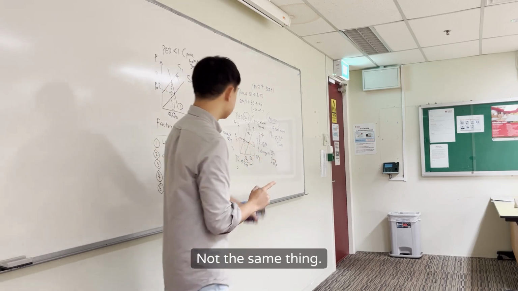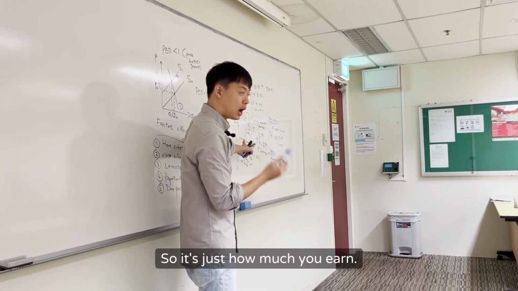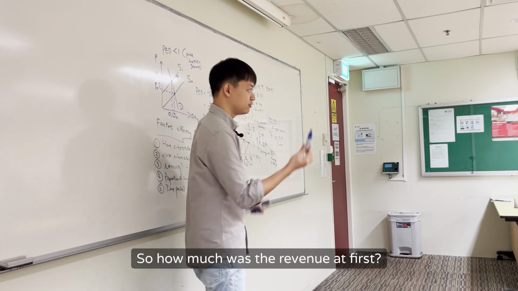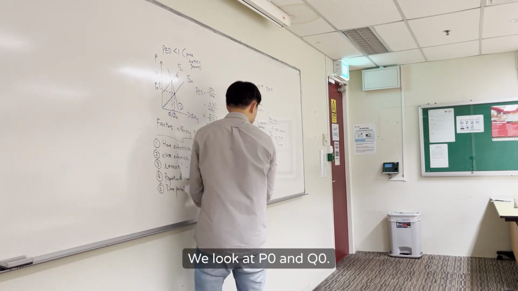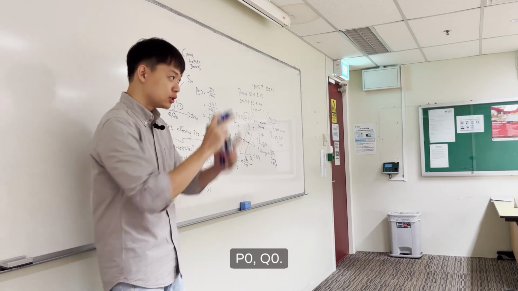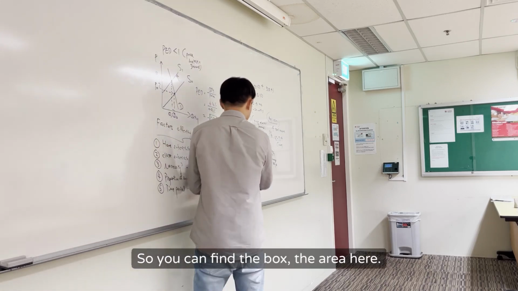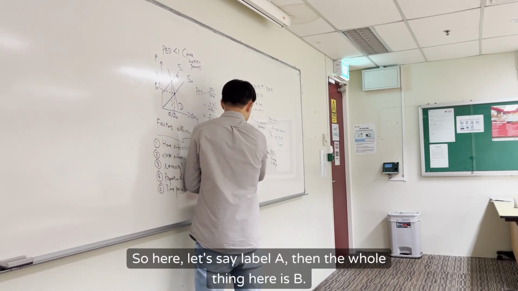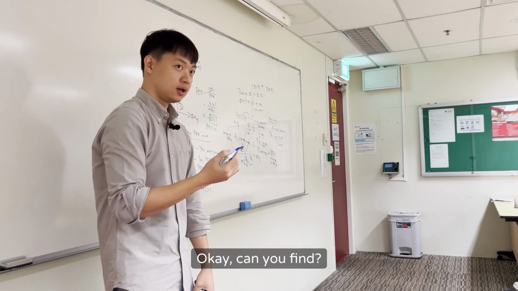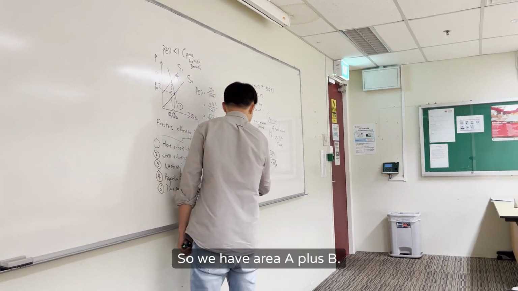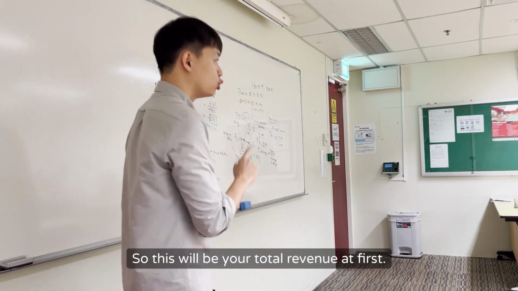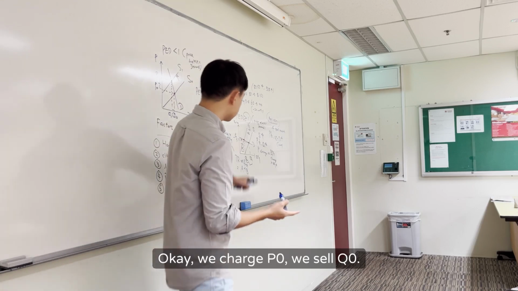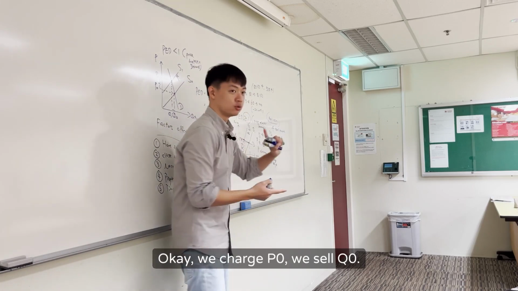No, right? Not the same thing. So it's just how much you earn. So how much was the revenue at first? At first, we look at P0 and Q0. So you can find the box, right? The area here. Let's say at label A, then the whole thing here is B. So we have area A plus B. This will be your total revenue at first. We charge P0, we sell Q0.